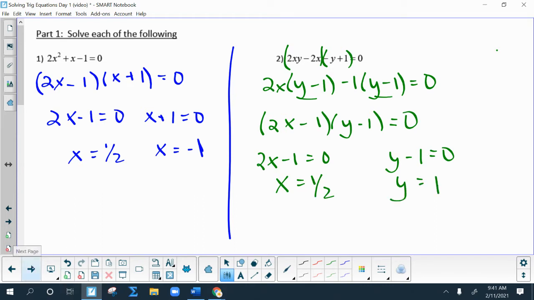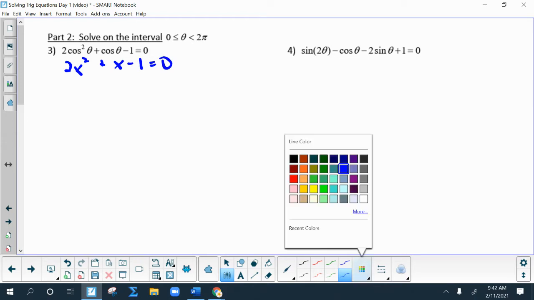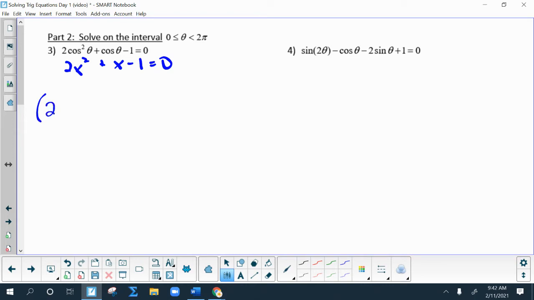Okay, so I want you to hang on to those thoughts, because as we do the next two problems, I want you to notice the similarities, especially in the first one, and what it looks like compared to the problem we just did. So we did that one on the left here, which was 2x squared plus x minus 1 equals 0. So we really have the same problem, just using cosines. When I factor this one, it'll be (2 cosine theta minus 1) times (cosine theta plus 1) equals 0. Same thing, I'm going to set each factor equal to 0.